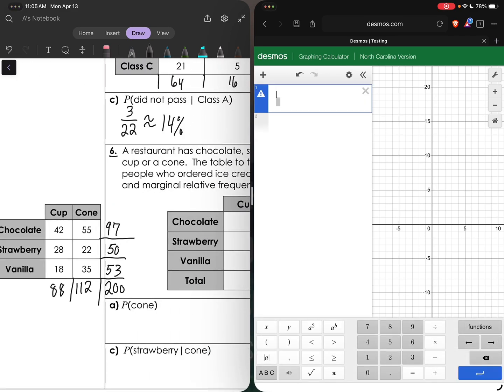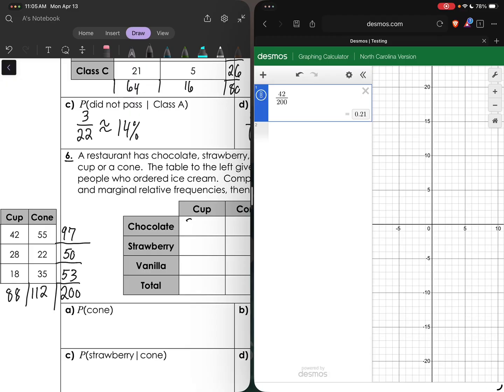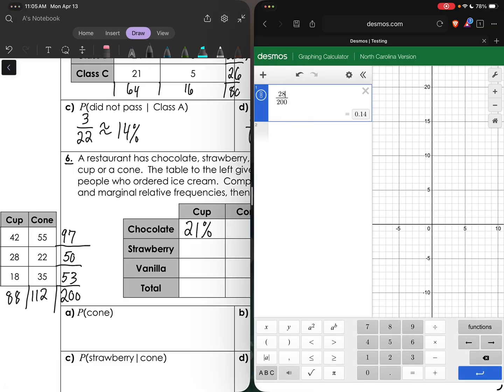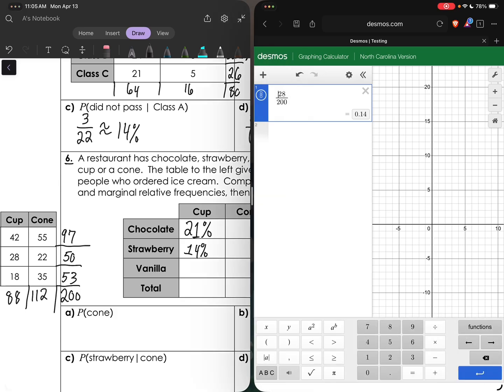Okay, my denominator needs to be 200. 42 is 21%. 28, 14, and 18 is 9. Now you can add these together, or you could just put 88. Either way, 44%.